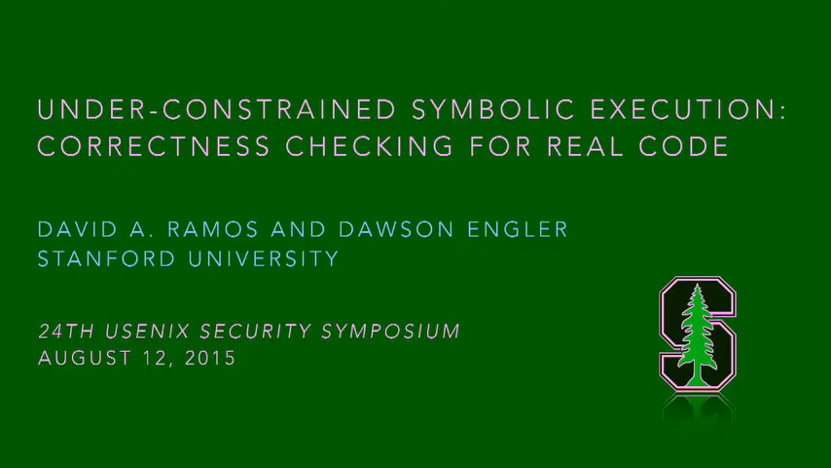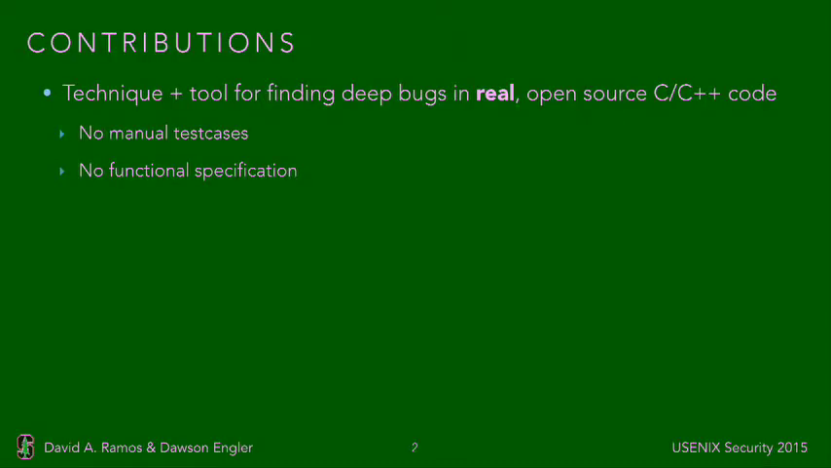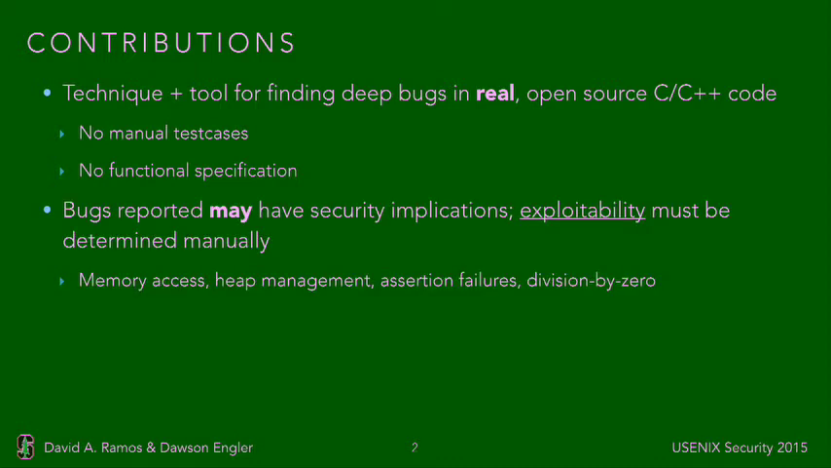Hi, everyone. So today I'll be talking about under-constrained symbolic execution, which was joint work with my advisor, Dawson Engler at Stanford. The two main contributions of this paper are a technique and a tool for finding deep bugs in real, open source C and C++ code. This tool requires very little manual effort, and in particular, doesn't require any manual test cases or a functional specification to be provided.